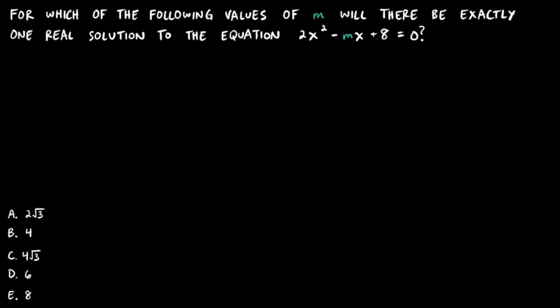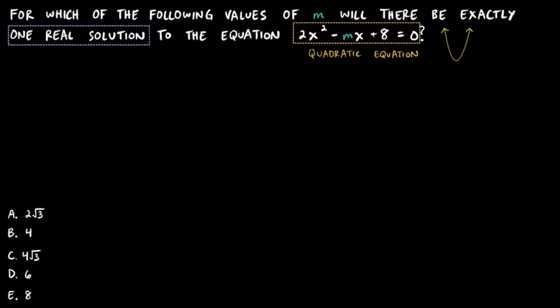This question asks, for which of the following values for m will there be exactly one real solution to the equation 2x squared minus mx plus 8 is equal to 0? And just a quick reminder, the equation we have here is called a quadratic equation, and when we sketch it, the graph looks like this, and it's called a parabola. We're told that this quadratic equation has one real solution. That means if we were to graph it on an xy axis, it would only touch the x-axis one time.